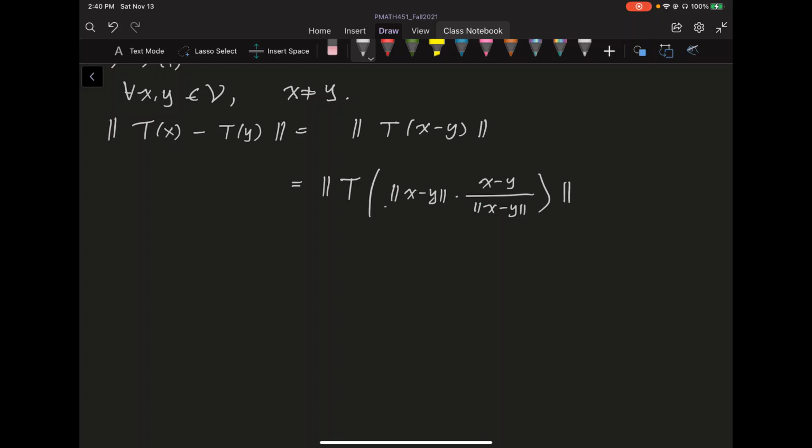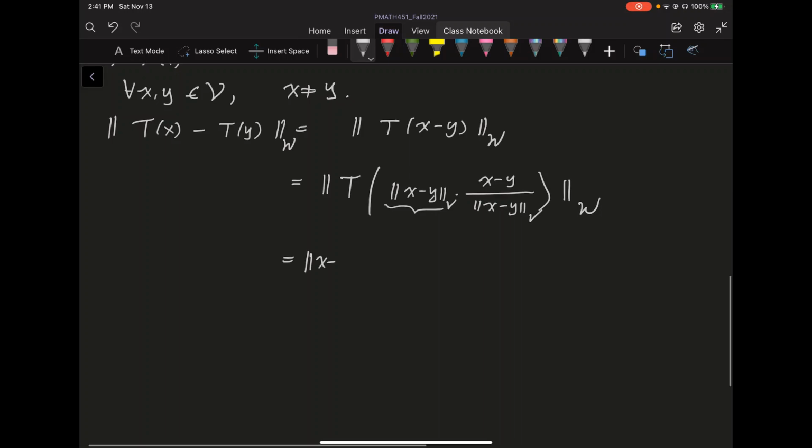And now, I assume x is not equal to y, so this norm is certainly non-zero. So this is a scalar, this is just a number. Let me label this as the W norm, and this is the V norm. The V norm is just a number, so because T is a linear map, I can pull out this linear factor. This number is also positive, so I can move it outside of the W norm. So this whole thing will be equal to the V norm of x minus y, multiplied by T evaluated on the normalized vector, x minus y divided by its norm.